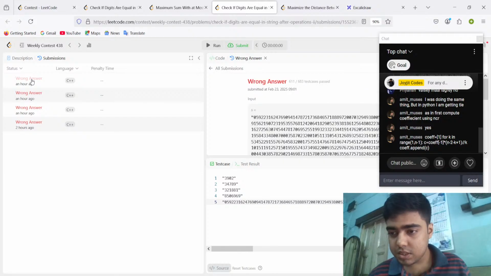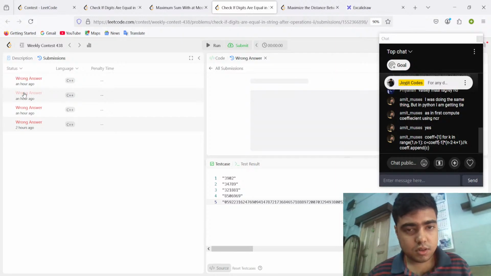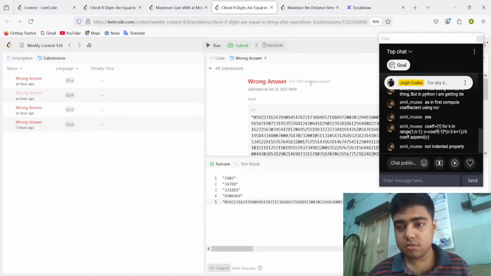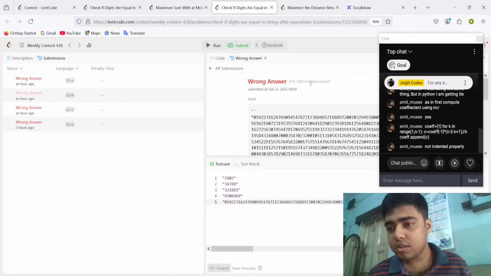N minus 2 plus k. See, it was going up to 611. Oh no, I think not this one. I was just playing with it. Yeah, 614, I guess. This is the maximum I got. No, it's okay. I get it. Not entered properly. Yeah, got it.